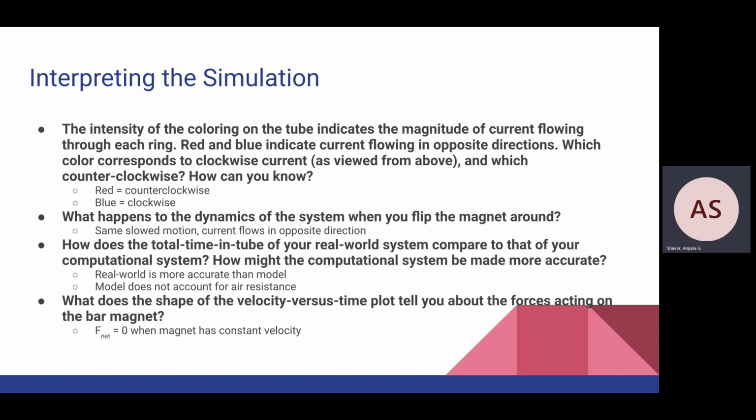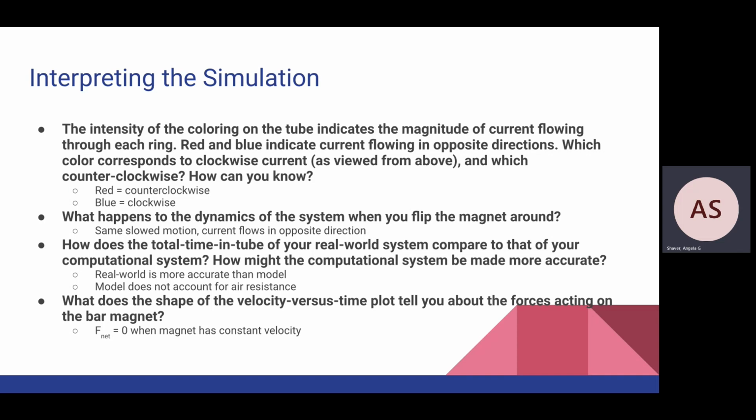To interpret the simulation, the intensity of the coloring on the tube indicates the magnitude of the current flowing through each ring. I was able to deduce that the red coloring on the ring represented the counterclockwise direction, and the blue coloring represented the clockwise direction. So this is just a combination that would cause the magnet to move more slowly, so it has to be correct.